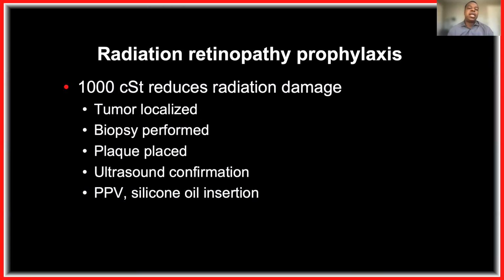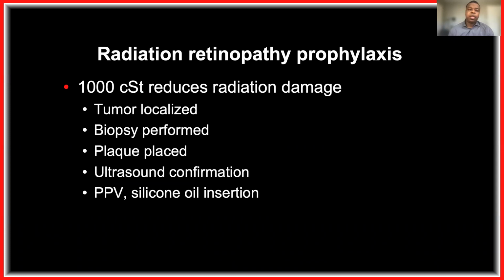So next, in the setting of radiation retinopathy, we know that animal models have shown that silicone oil placement reduces the risk of radiation damage to the other parts of the eye. And so there are some centers that actually place silicone oil with vitrectomy at the time of plaque placement to reduce the damage of radiation to other locations, particularly the macula.